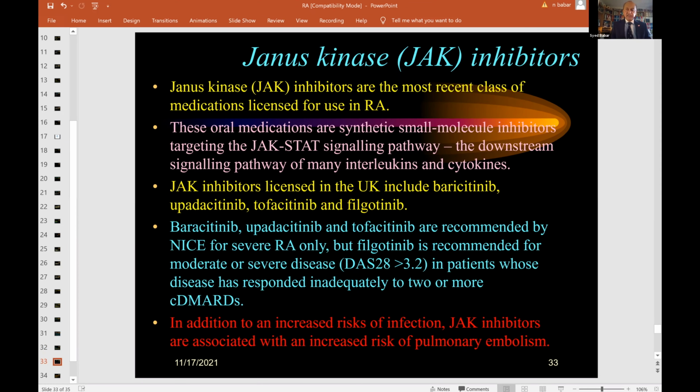JAK inhibitors, Janus kinase inhibitors. This is the most recent class of anti-rheumatic drugs licensed at the moment in the UK. They are orally administered, and they are licensed as baricitinib, upadacitinib, tofacitinib, and filgotinib. And it's this one which is used more often. Again, the side effects are nearly the same as the other biologics.